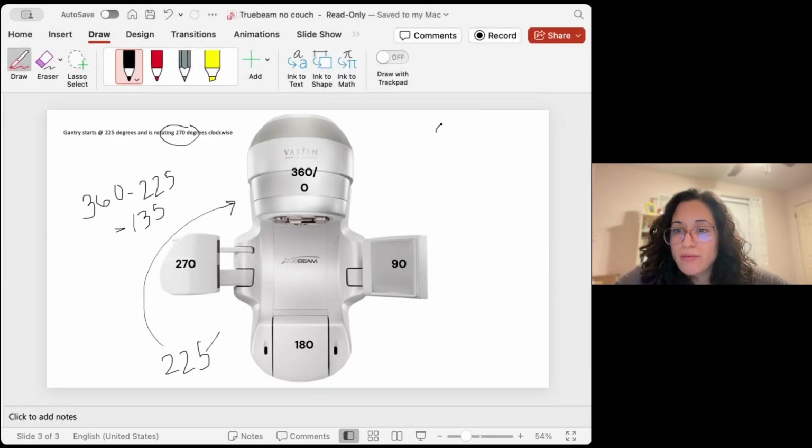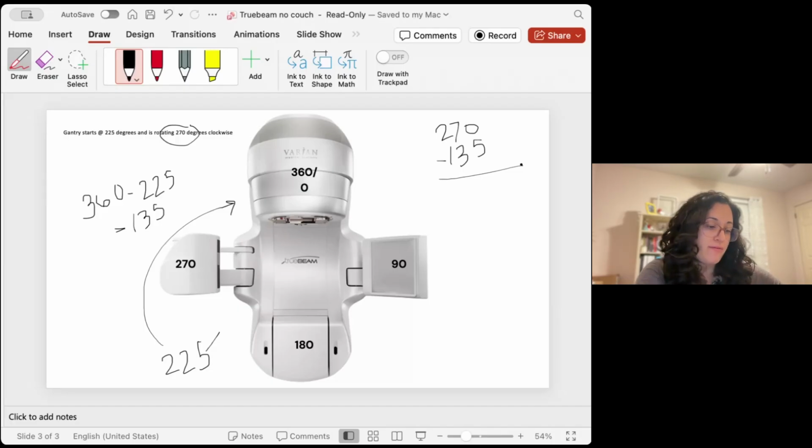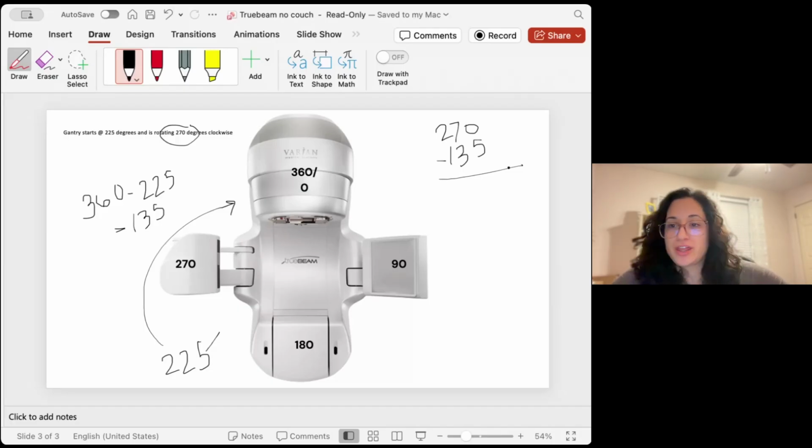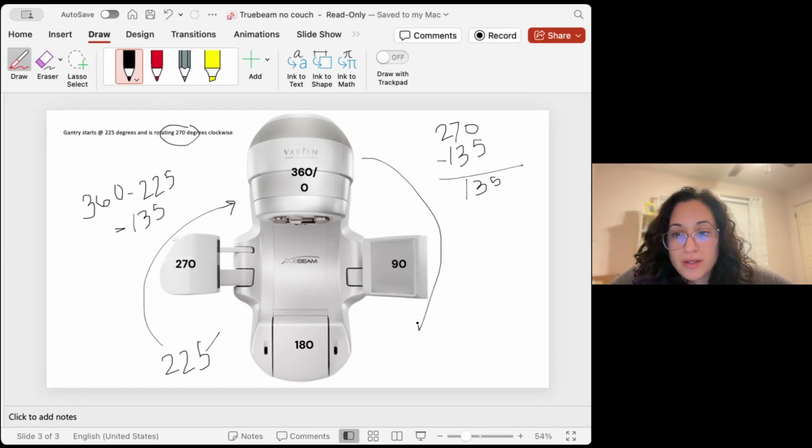So we need to find how many degrees are now left for the gantry to rotate to its ending position. If it traveled 270 degrees total, but so far we've already used up 135 of those degrees, now we need to see how many degrees are left by subtracting 270 minus 135. And that answer is 135. So the gantry will move another 135 degrees until it gets to its ending location.